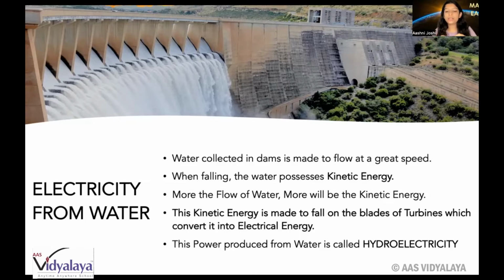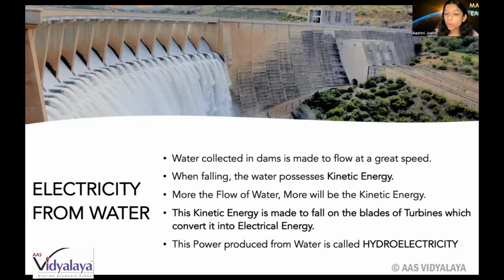Turbines also have blades, and when the water falls on them, their blades rotate. And now the turbines possess kinetic energy. And the turbines then convert this kinetic energy to electrical energy. We know energy can be converted from one form to the other. So that's exactly what turbines do. They convert it into electrical energy so that we, you and me, can use it as electricity in our homes, in our schools, in our offices, and whatnot.